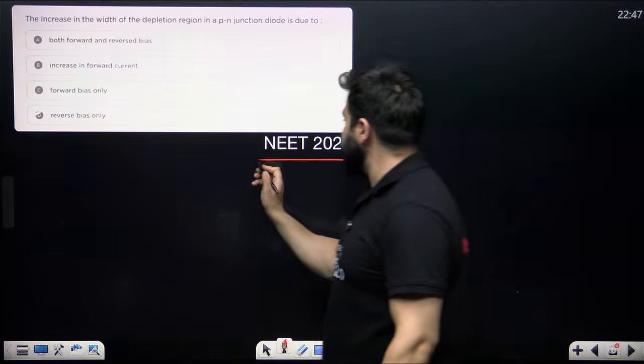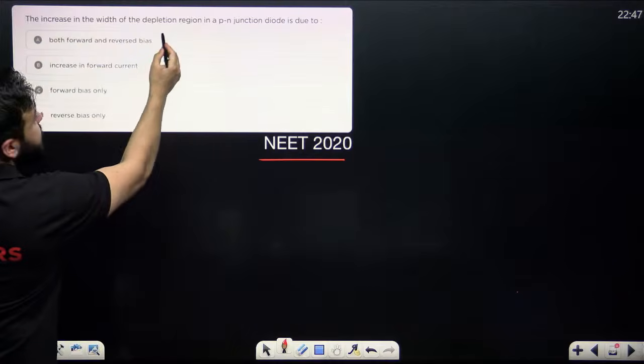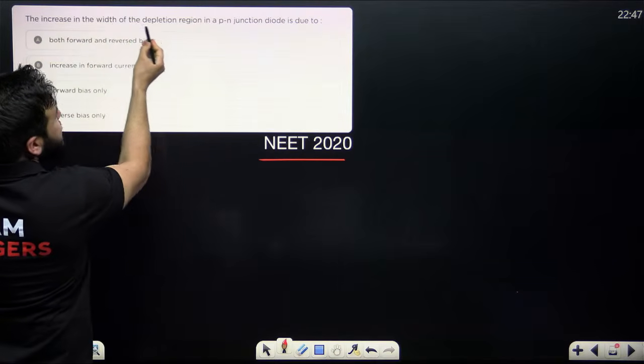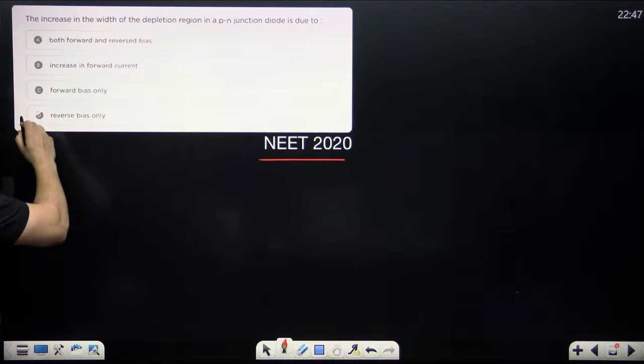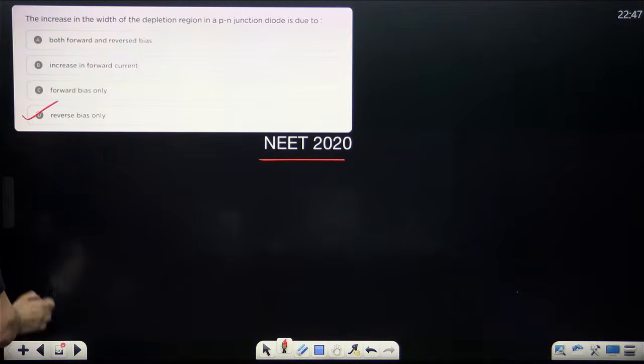NEET 2020. The increase in the width of depletion region in a PN junction diode occurs in which bias? Forward bias or reverse bias? Reverse bias only.